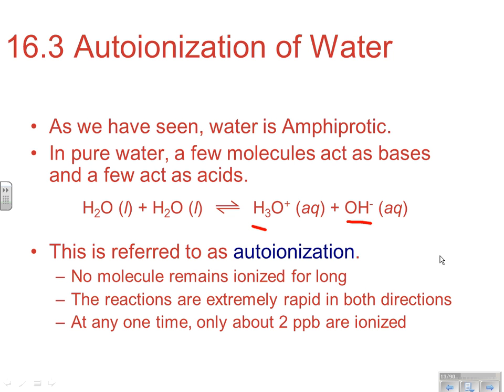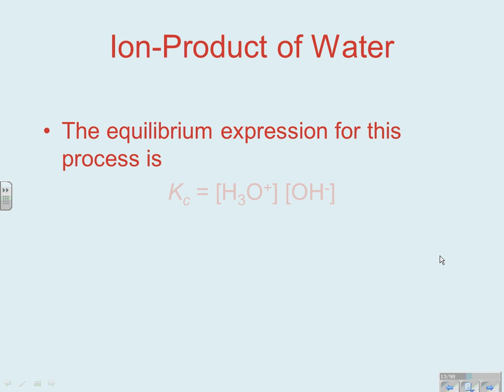What we typically mean when we say water doesn't conduct is that it's so small it's negligible. Now, this is something that heavily favors the reactants. This only happens to a very small degree. If only 2 out of a billion are autoionizing, it's not happening at an incredibly high rate. And it also means that the reverse reaction is going to happen very readily. So no molecule in water really remains ionized for long. The reactions are extremely rapid in both directions. So at any one time, we're really looking at about 2 parts per billion that are actually ionized here. So this actually heavily favors the reactant side.